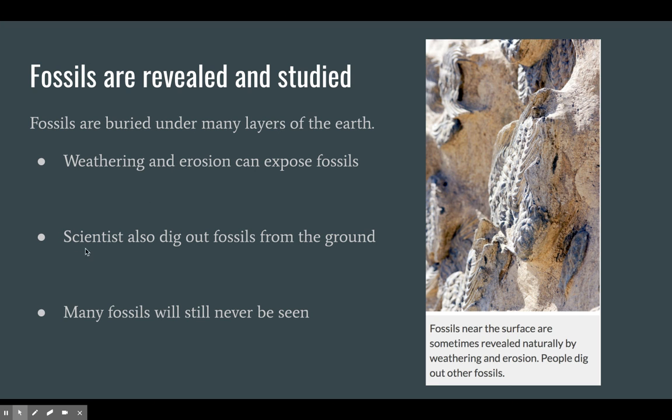Another way is that scientists can dig out fossils from the ground. They know places where it's likely to find fossils based on where there were once low water areas, and they can dig up fossils. But many fossils will still never be found because they're so deep in the earth that it's just too far down to get to at the time.